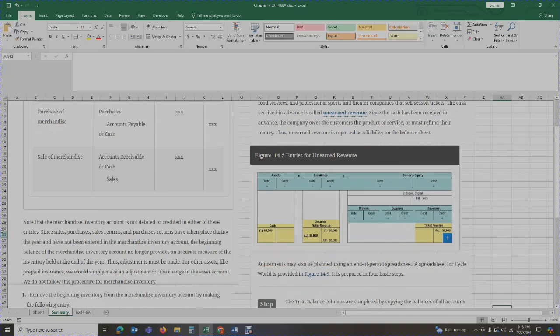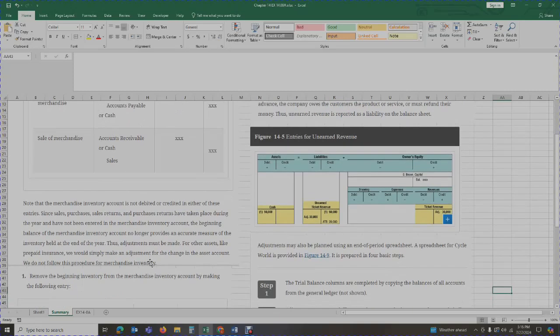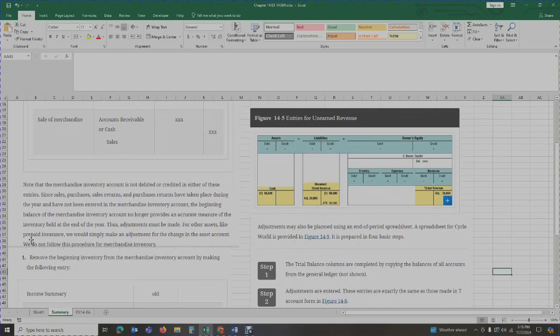It says here, note that the merchandise inventory account is not debited or credited in either of the entries. Since sales, purchases, sales returns, and purchases returns have taken place during the year and have not been entered in the merchandise inventory account, the beginning balance of the merchandise inventory account no longer provides an accurate measure of the inventory held at the end of the year. There's a lot of updating that needs to happen during that period that we didn't post any entries. Adjustments must be made. It says for other assets like prepaid insurance, we would simply make an adjustment for the change in the asset account. We do not follow this procedure for merchandise inventory.